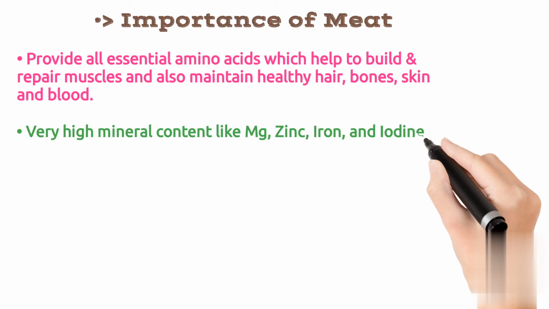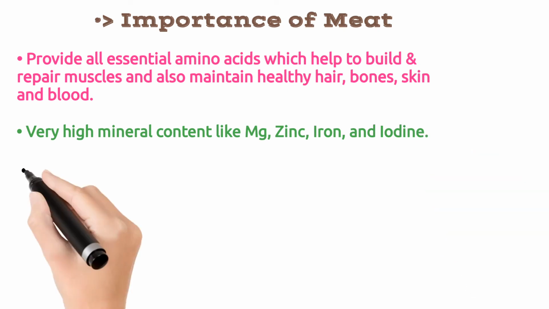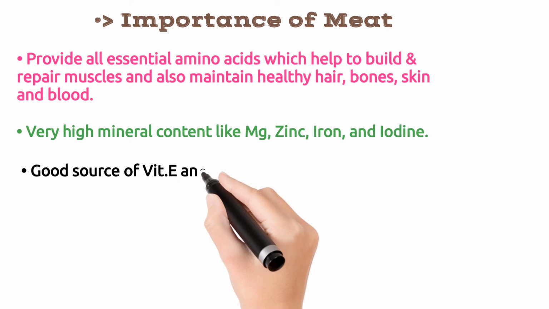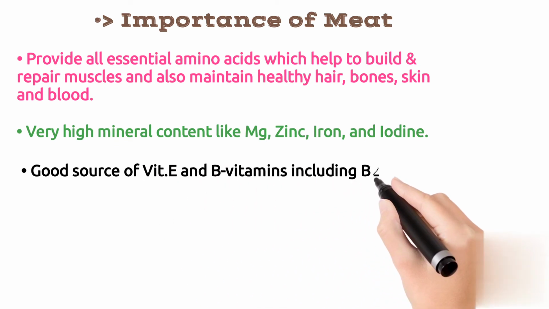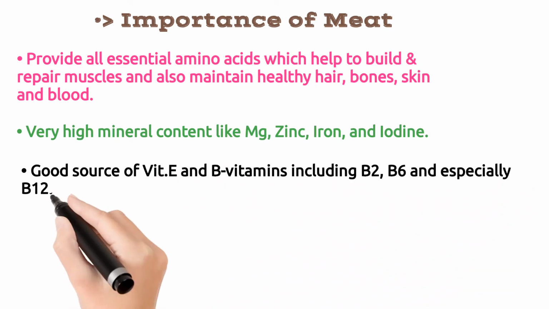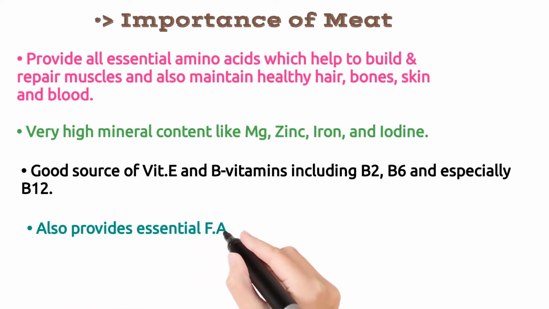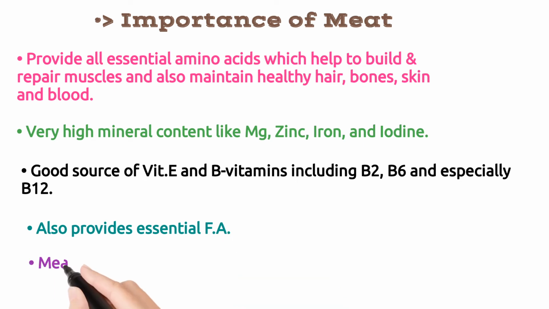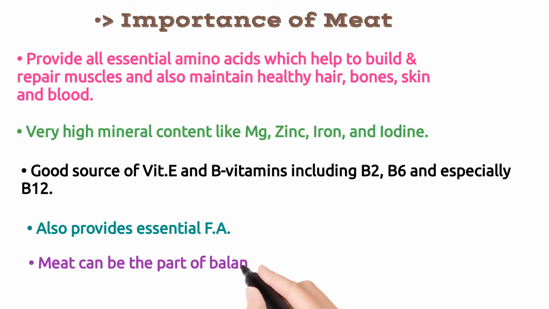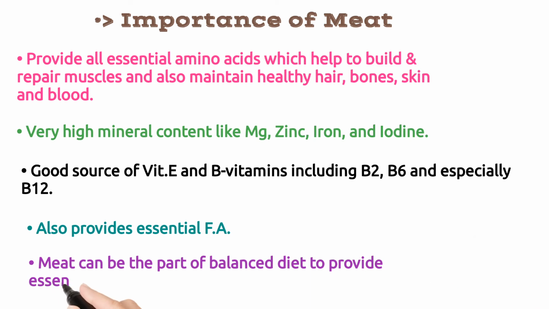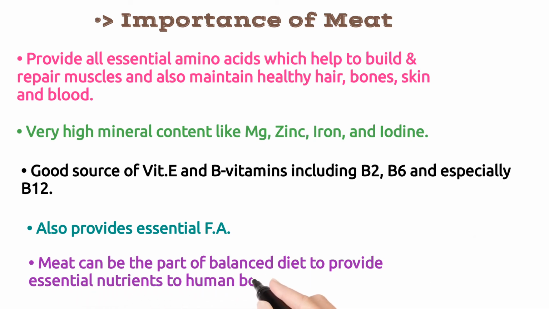Second, it is a very high mineral source, with magnesium, zinc, iron and iodine. It is also a good source of vitamin E and B vitamins, including vitamin B2, B6 and especially B12, which is not present in a vegetarian diet. It also provides some essential fatty acids, and meat can be part of a balanced diet to provide essential nutrients to the human body.